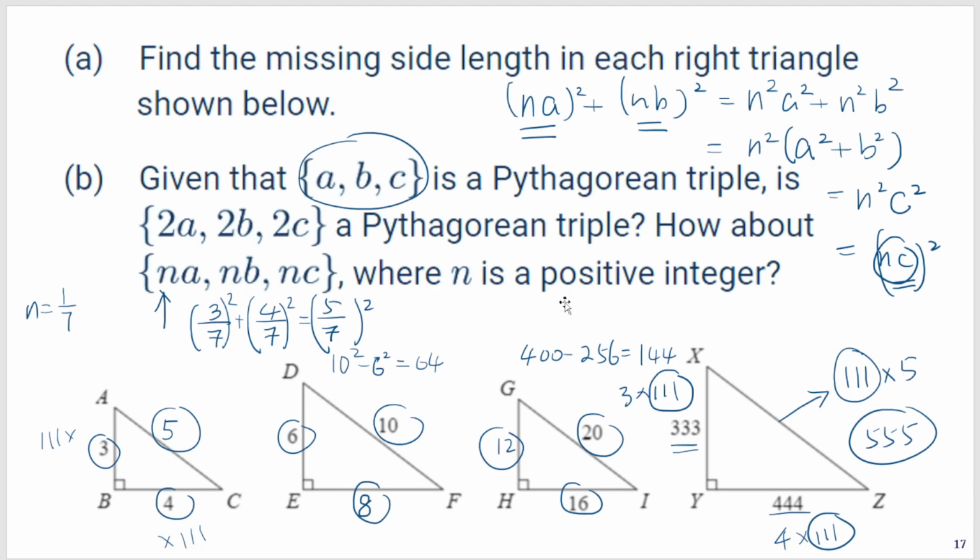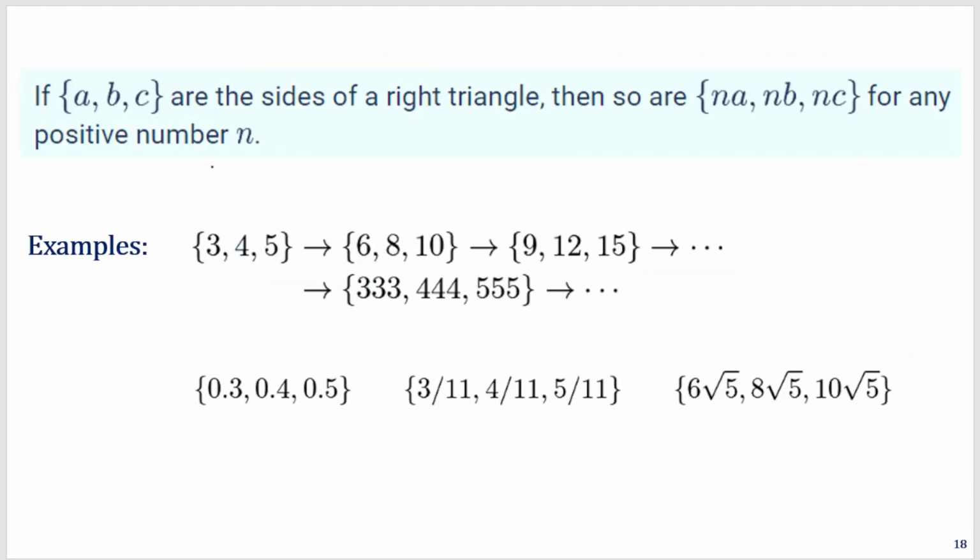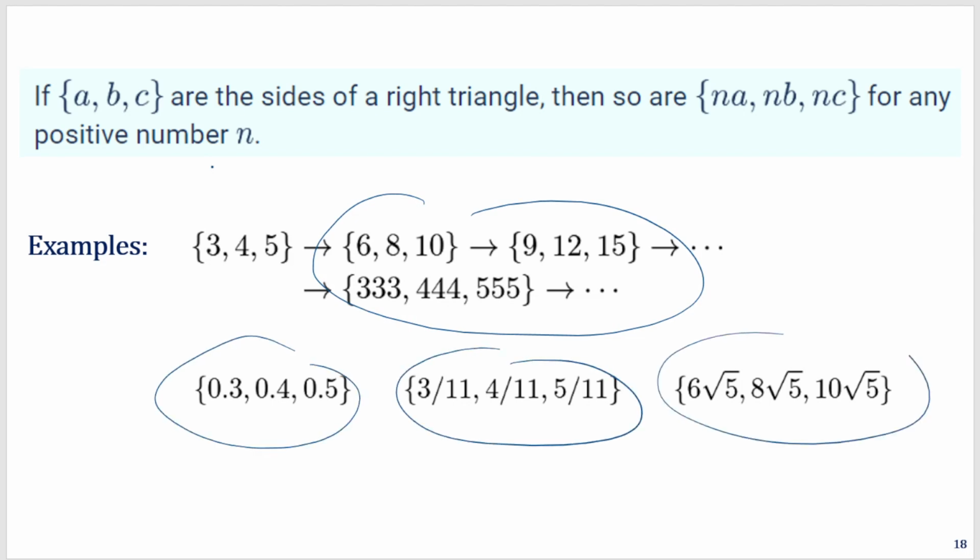Therefore, the takeaway is: if A, B, C are the sides of a right triangle, then so are NA, NB, and NC for any positive number n. For example, if we know 3, 4, 5 is a Pythagorean triple, then we know all of these numbers are Pythagorean triples as well, because we simply enlarge each of the numbers of the Pythagorean triple by the same factor, which is a positive number. Did you get it? This is a property of the Pythagorean triple. You should know, okay?